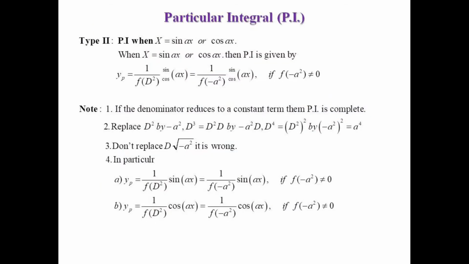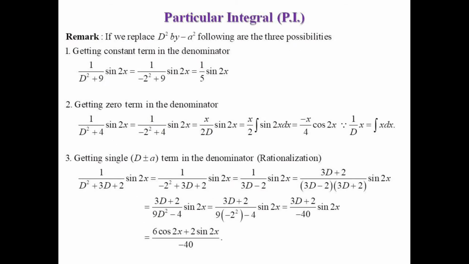Now let me first once again revise the particular integral type number 2. How to find the value of particular integral when capital X, that means the right hand side of the linear differential equation, is sine of ax or cos of ax? Then the particular integral formula says, replace D square by minus a square. We already learned this during our previous video lecture. Now let me once again revise that.